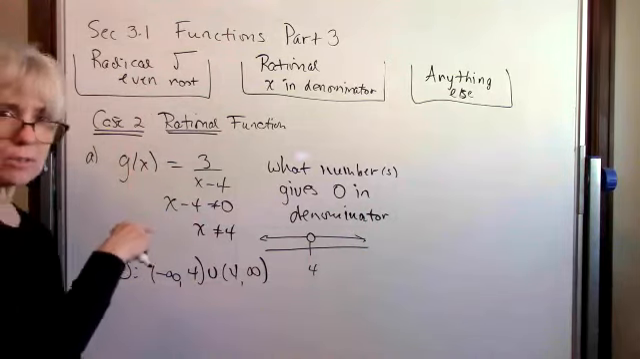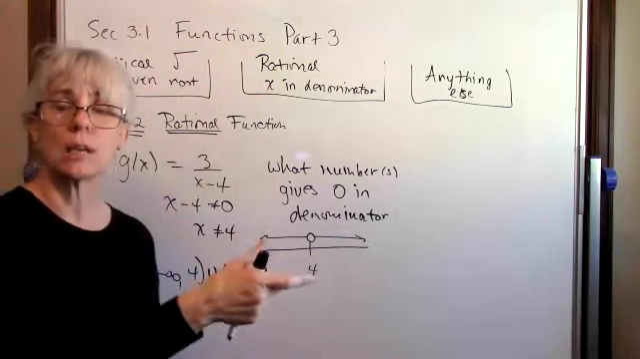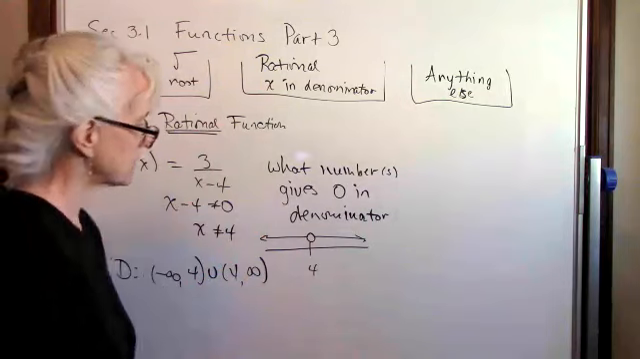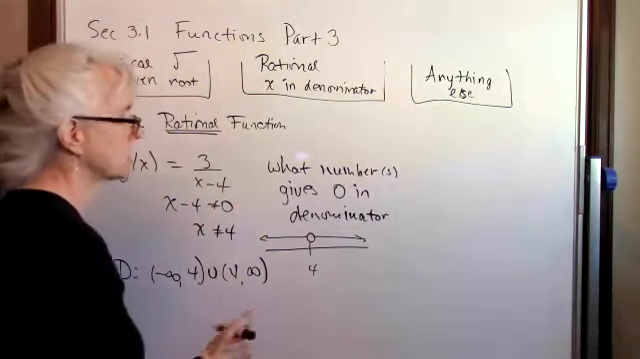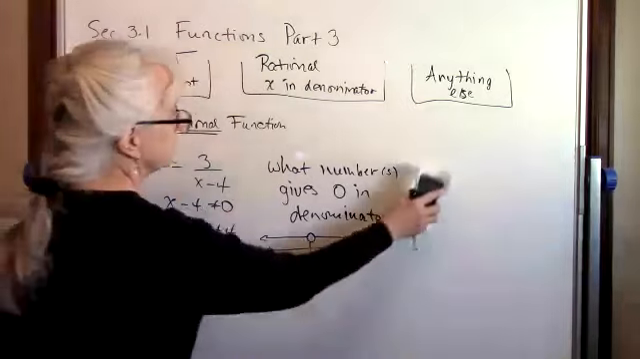So again, we're looking at the number we cannot use. When we did the radical functions, we looked at the numbers we could use. Here we're looking at the number we can't use. It's a slight difference in terms of what we're doing. Okay, what about the part B on that case?